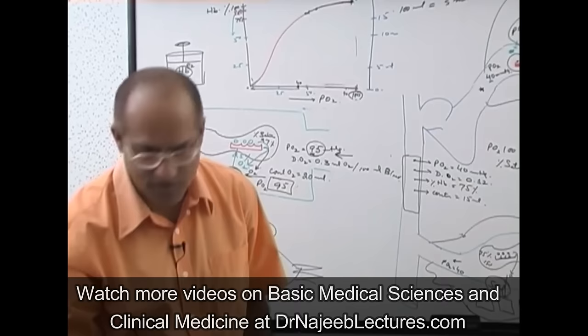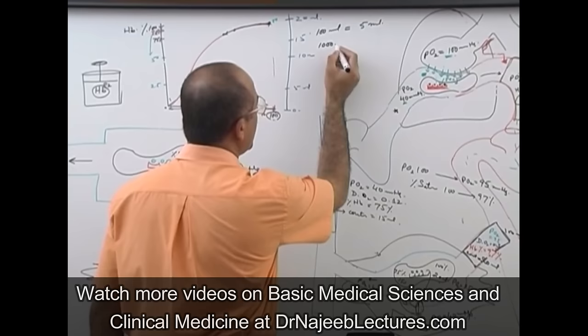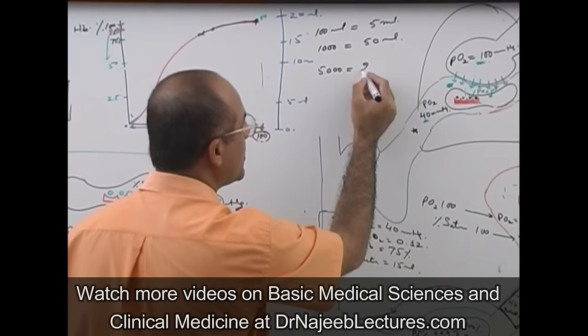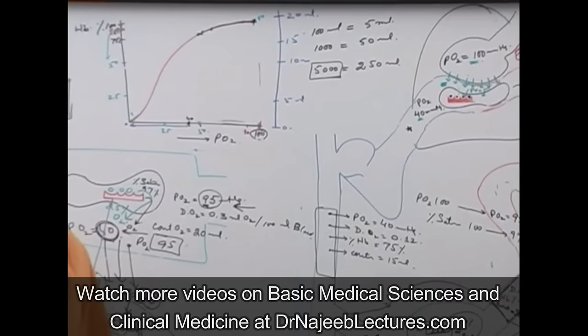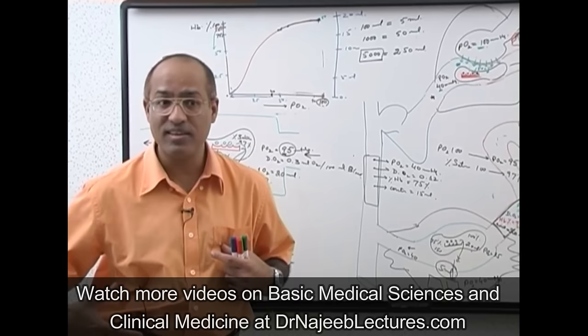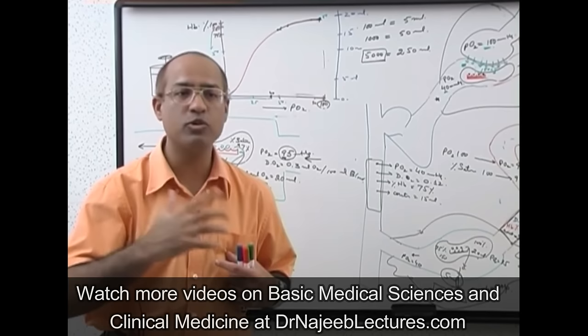Now 1000 ml will transfer how much? 50 ml. Thank you, your mathematics is good. And 5000 ml blood per minute will deliver how much oxygen? 250 ml. What is the cardiac output every minute? 5000 ml. So right now your left ventricle is pumping how much oxygenated blood to your tissues? 5 liter per minute. You know, cardiac output is 5 liter.